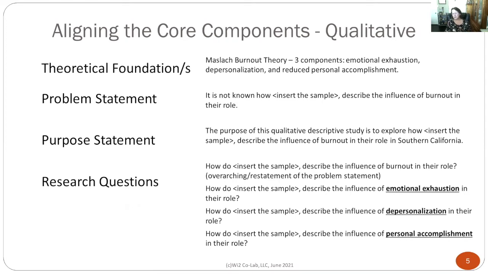And if your theory didn't show up, then you have that overarching restatement of the problem statement that will help you to add any inductive or emerging information that comes out of your data collection. I know this may be a lot, especially if you're new, but we will post this again so you can watch this again.